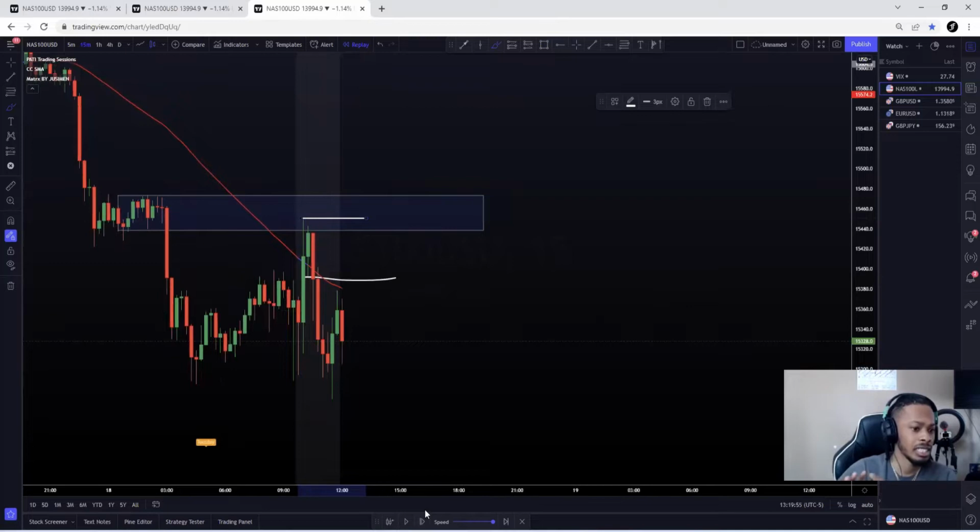But honestly, I really feel like the 15-minute is just way cleaner than a 5-minute. I think we can all agree on that, because we may get a sniper entry off the 5, but the 5 can be so messy sometimes. Will you scale into the 5-minute for this one right here? Let me see.